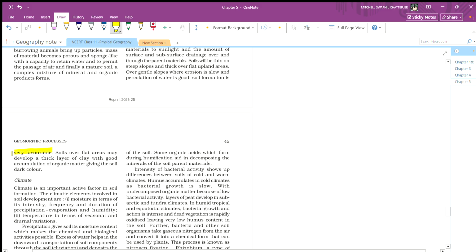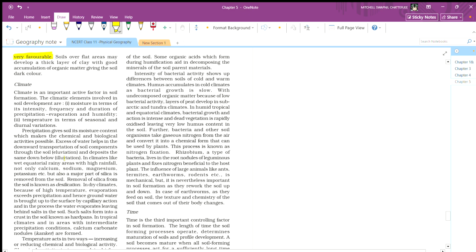So we get a question: where is soil formation favorable? It is favorable over gentle slopes, where erosion is slow and percolation of water is good. Soil over flat areas may develop a thick layer of clay with good accumulation of organic matter, giving soil its dark color. The next factor is climate.